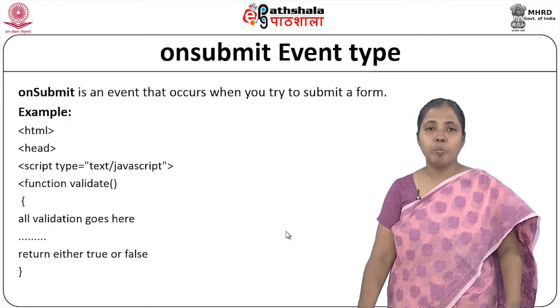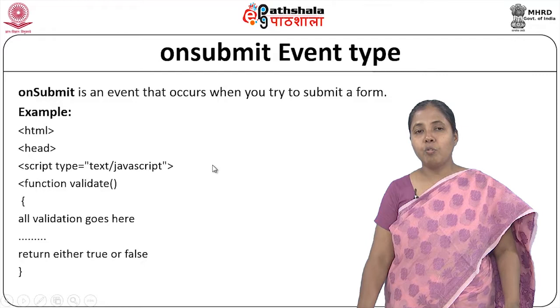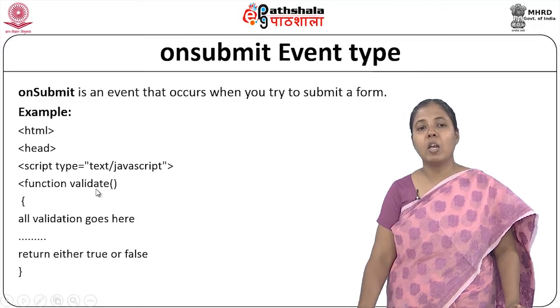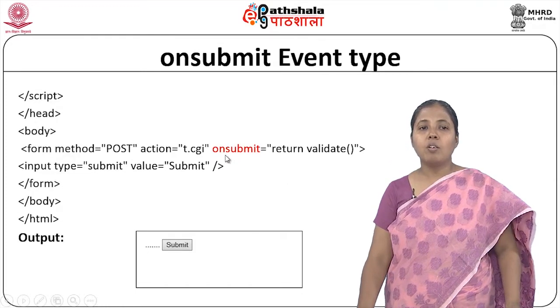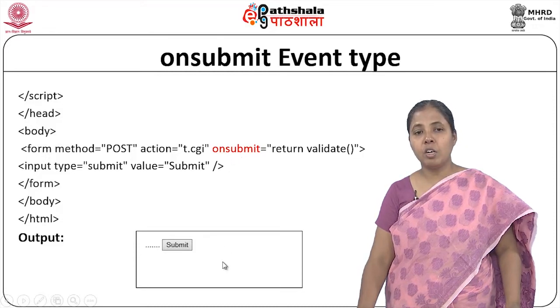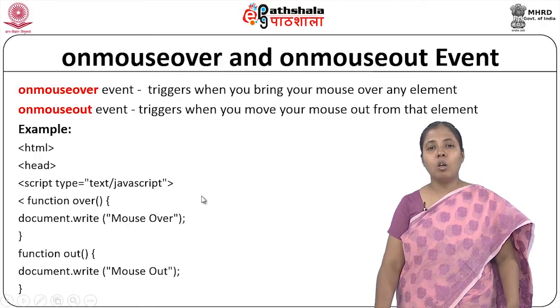Now, how does this onSubmit event type work? It is an event that occurs when you try to submit a form. We normally make use of this event type when you submit a form to the server. Before a form is submitted, the form validation would happen within a JavaScript function. So, we can say function validate, within which we can have all our validation with respect to the form elements. Here on submit, this event would come along with the form element. When you submit the form, this event would be triggered and the respective action would take place. So, this is how this on submit event would execute.